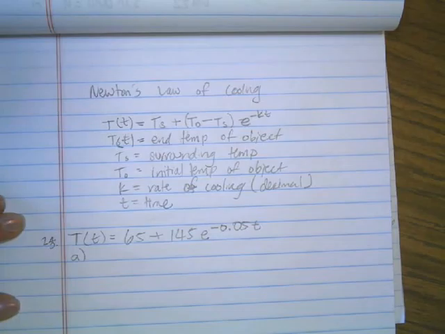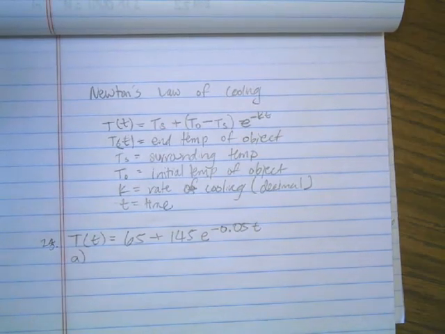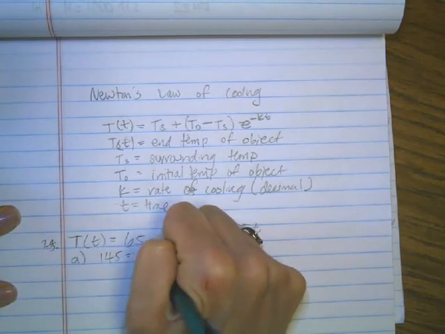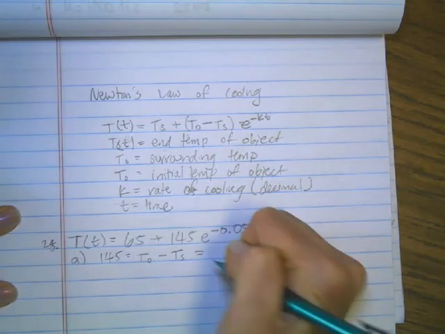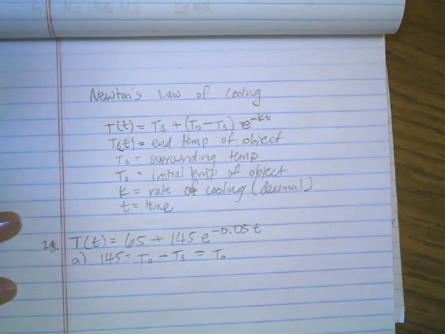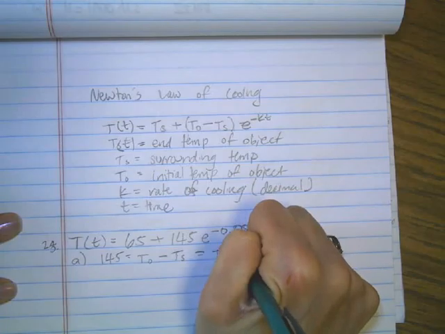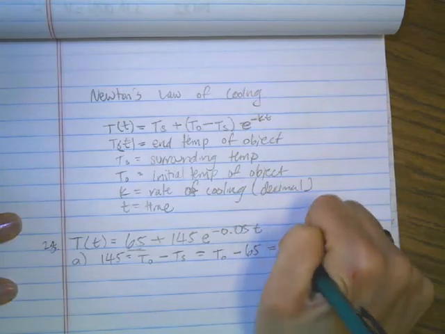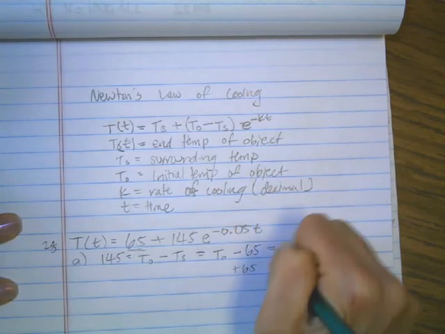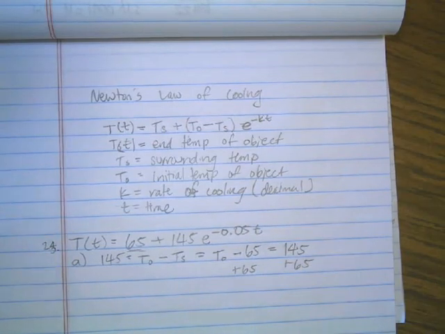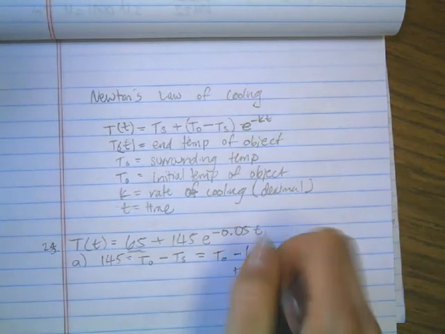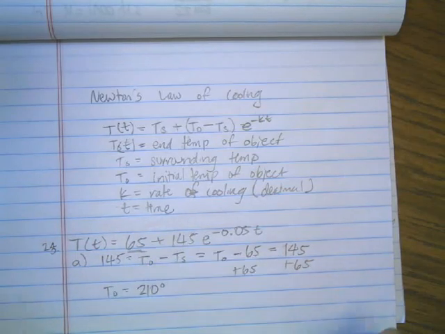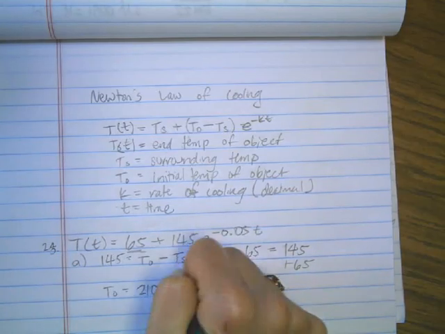So A asks, what is the initial temperature of the object? Well, we know that 145 is equal to the initial temperature minus the surrounding temperature. We don't have the initial temperature, that's what we want. But we do have the surrounding temperature, which was 65, because that's given right here. So we add 65 to each side, and that would give us T of 0 equals 210 degrees. So when you take the soup out of the pot, it's 210 degrees Fahrenheit.